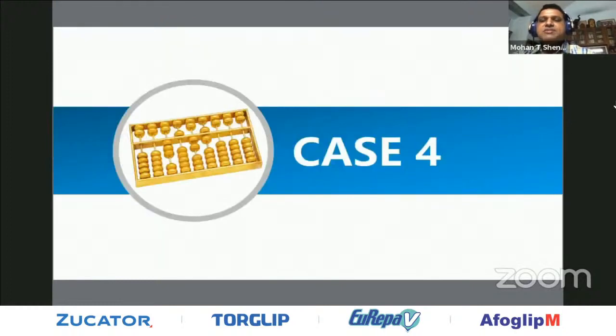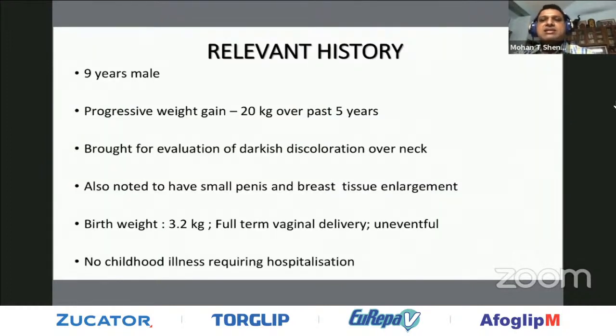So another case: this child is a 9 year old male, seen recently. A progressive weight gain of 20 kg was noted over the last 5 years. He was brought not just for obesity, he also had darkish discoloration over the neck. The mother also mentioned small penis size and enlargement of breast tissue, that is chest tissue. Birth history was uneventful. There was no history of exposure to drugs or radiation.